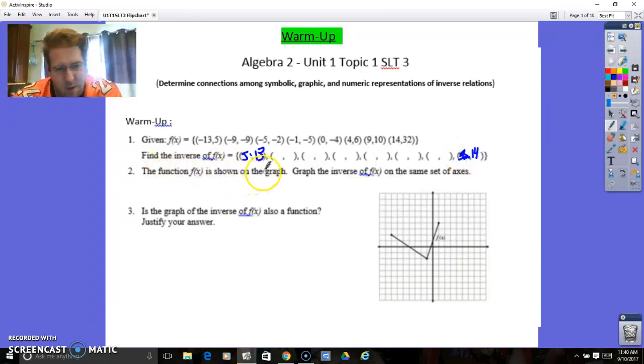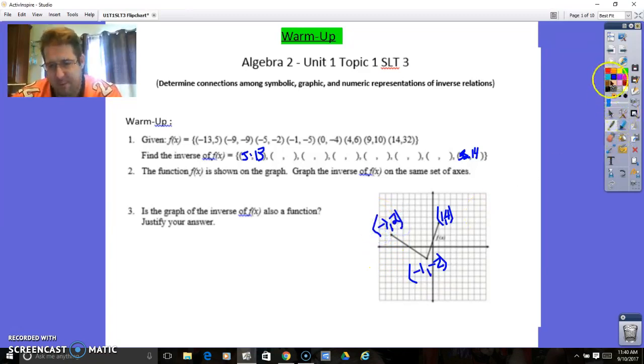The function is shown on the graph. Graph the inverse of f of x on the same set of axes. Okay, f of x is shown on the graph, so graph the inverse. So first thing we need to do is label where the points are. So this is 1, 4. This is negative 1, negative 2. And this is negative 1, 2, 3, 4, 5, 6, 7, 2.